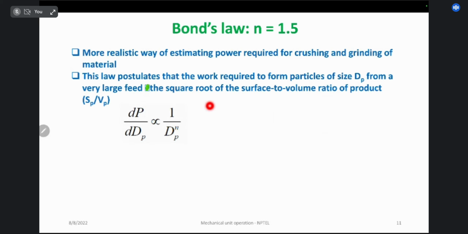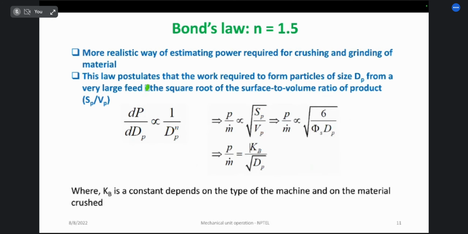This law postulates that the work required to form particles of size dP from a very large feed is proportional to the square root of the surface to volume ratio of the product. As you can see, this can always be used for converting a very large particle size to the particle size dP we want. This law is always based on the square root of the surface to volume ratio of the product.